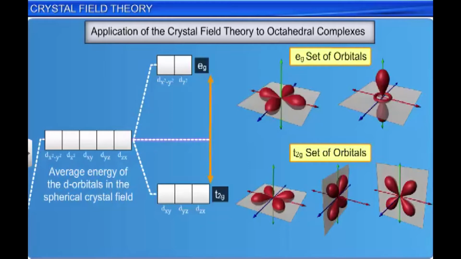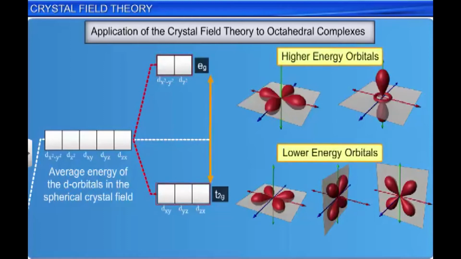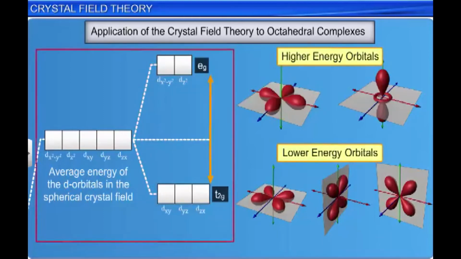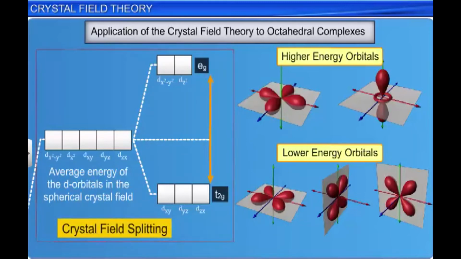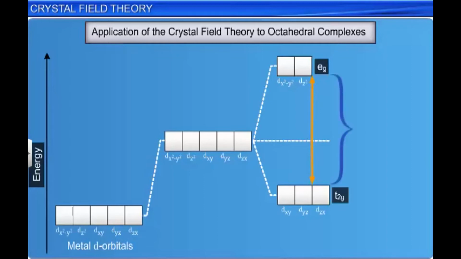Thus, under the influence of the ligands, the degeneracy of the 5d orbitals of the metal ion is lost, and they are split into two groups of different energies. This effect is known as crystal field splitting. The extent of splitting is represented by the symbol Δo. The subscript O indicates octahedral geometry. Due to the splitting, the energy of the 2 Eg set of orbitals will increase by 3/5 of Δo, while that of the 3 T2g set of orbitals will decrease by 2/5 of Δo.